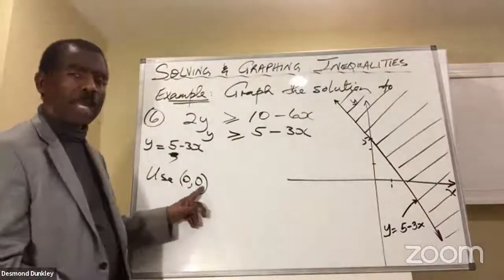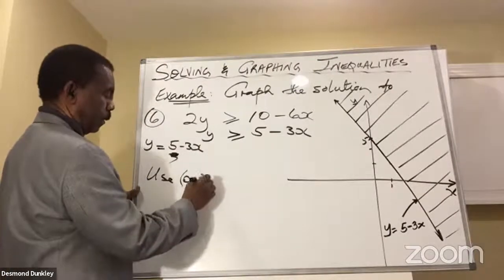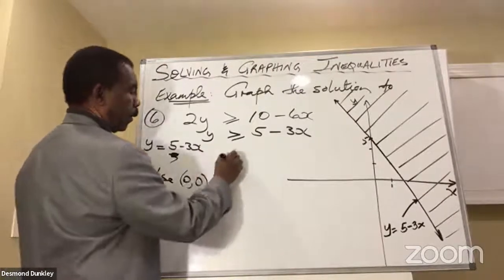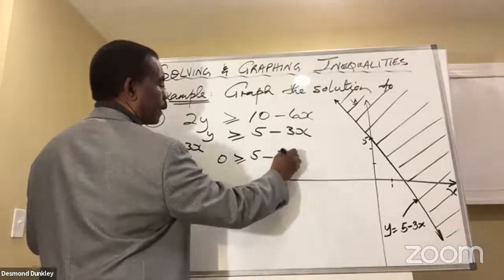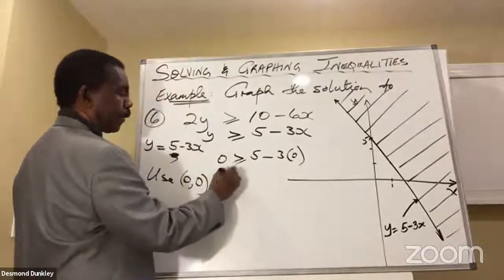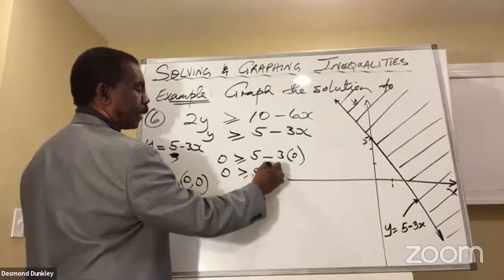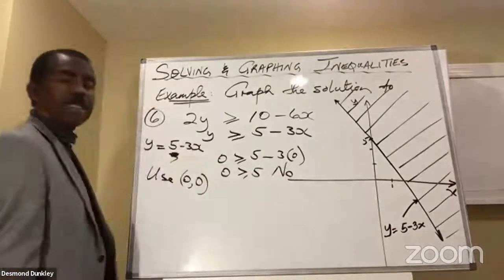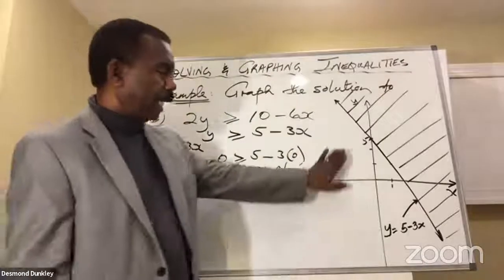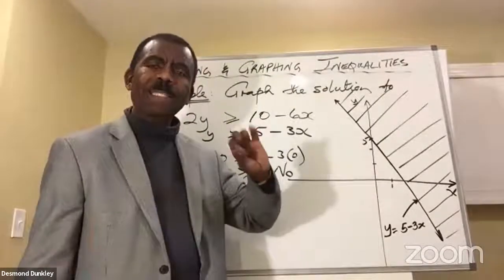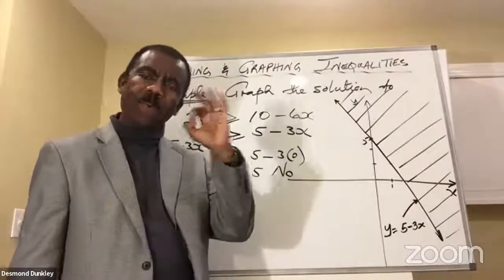X is 0, y is 0. Let's go. Is 0 greater than or equal to 5 minus 3 times 0? 3 times 0 is 0, so is 0 greater than or equal to 5? The answer is no. It does not. So it fails. So that's good, because we're saying that these points over here do not work. The points in the shaded region, we're saying, yes, they work.